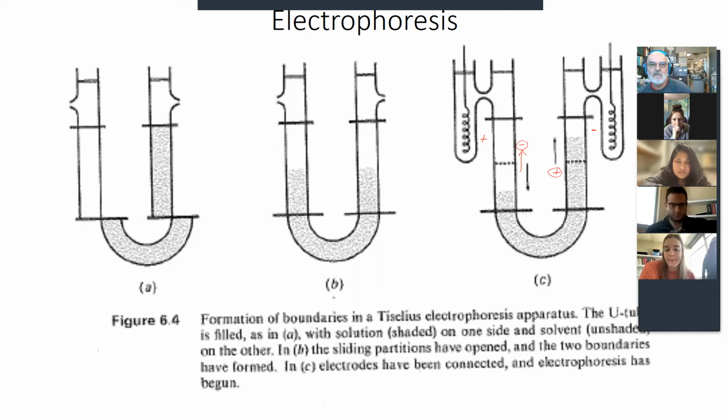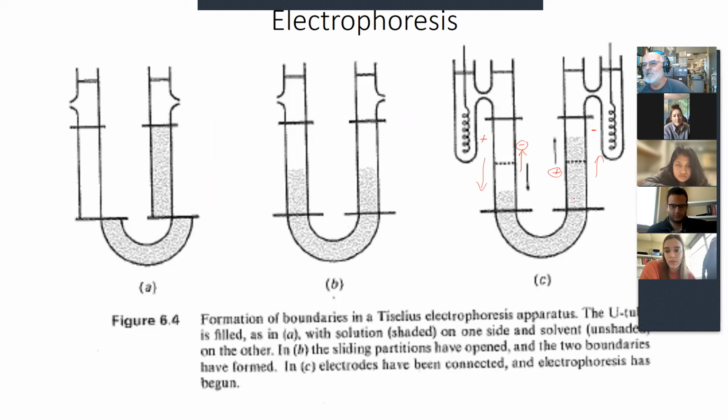When you start this way, this boundary is going up. That's ascending. This boundary is going down. That's descending. You're getting two sets of data from the same experiment.